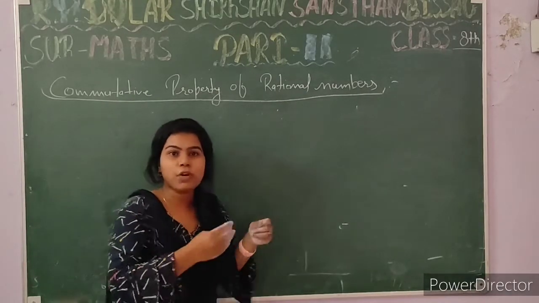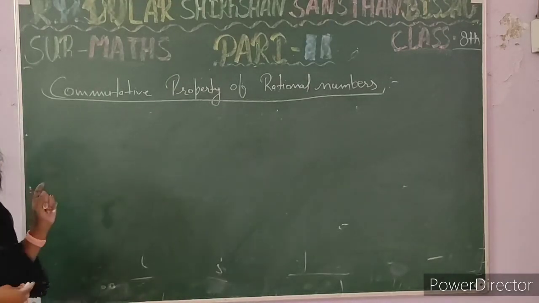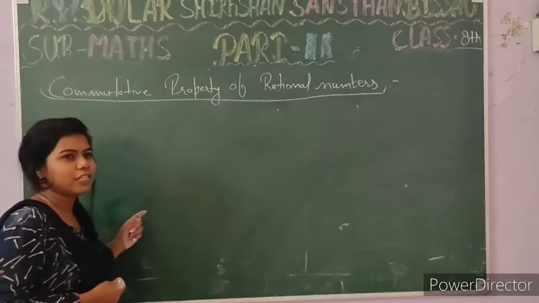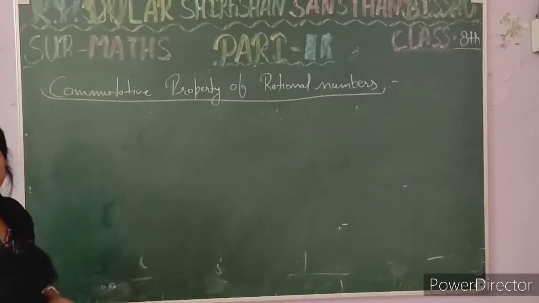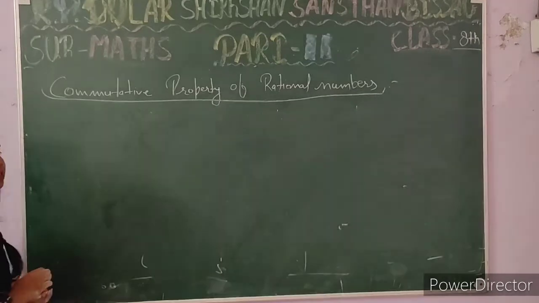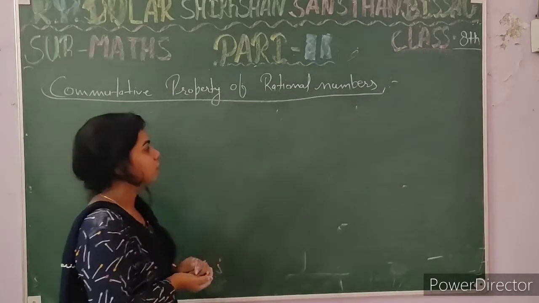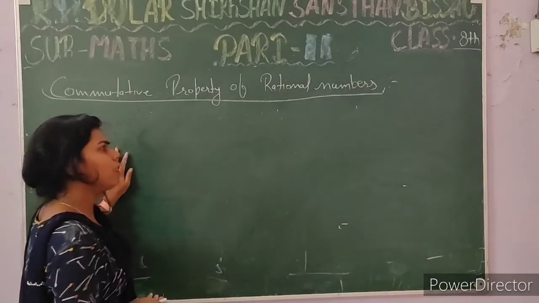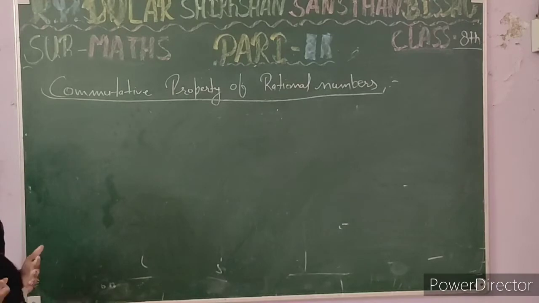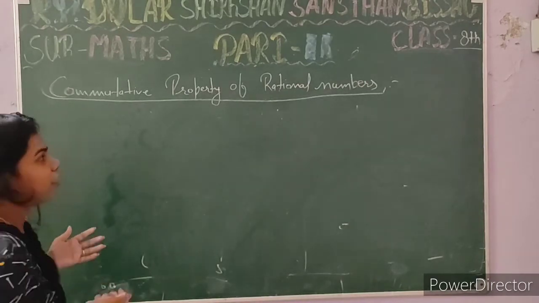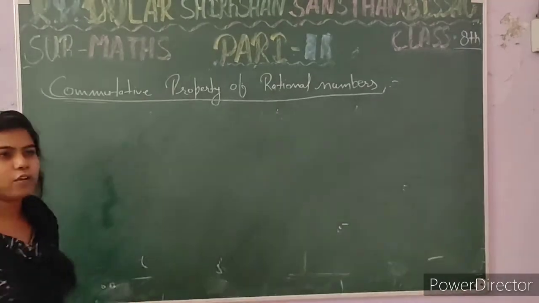Here, the addition of rational numbers will be included. If we don't know the addition of rational numbers, we can't check the property of commutativity. Students, the basic rules depend on all types of topics. If our basics are strong, then we can do anything. If we don't know the addition of rational numbers, then we can't check the commutative property of rational numbers.